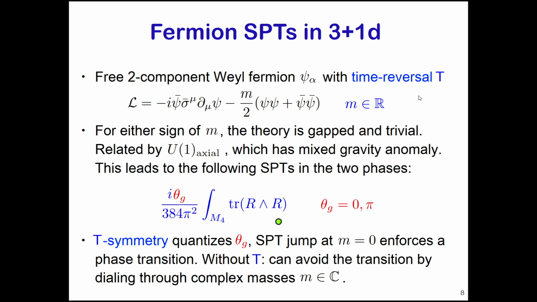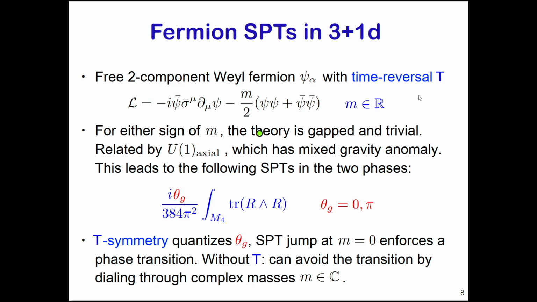Here it is. I've written it in units in which the theta angle has a conventional periodicity 2 pi. And what you'll find is that in one phase, theta equals 0, and in the other, theta equals pi. And those are the only two values that are compatible with time reversal symmetry. And the fact that the SPT jumps means that you necessarily have to have a phase transition at 0 mass. Here, that's kind of trivial because the 0 mass point is also the point where the fermion comes down and gives you a second-order transition, but more generally, it could be a first-order transition.